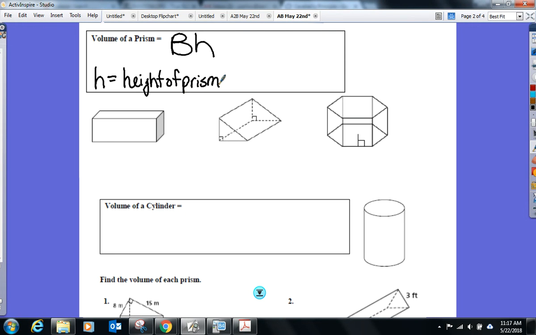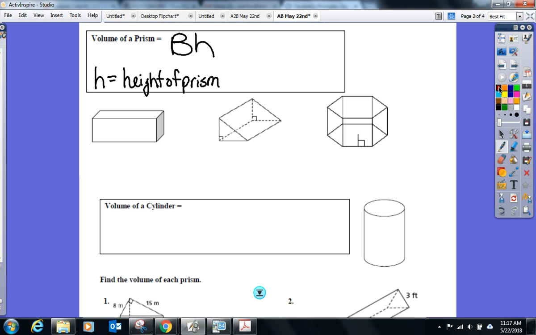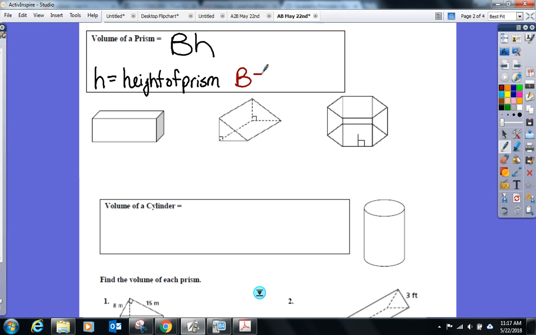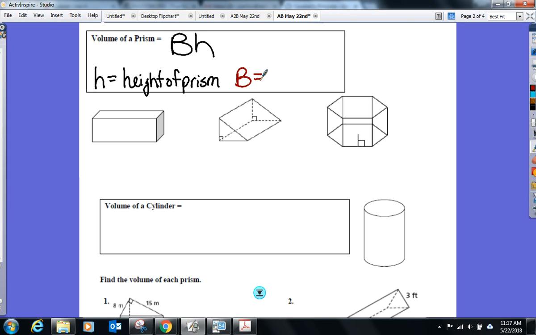Anybody want to try to describe what I mean by the height of a prism? That's the distance between the bases. Identify what the bases are. The distance between the bases is the height. And now we got to talk about big B. There's a reason it's a capital B. That's the area of a base. So whatever the base is, we're going to find the area, that's big B. Not both bases, just a base.